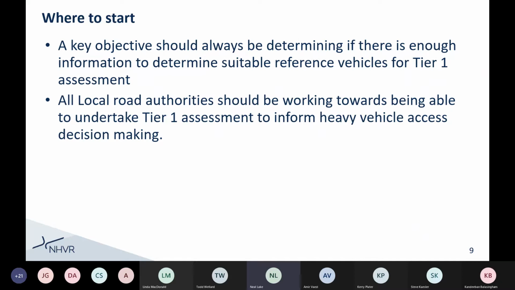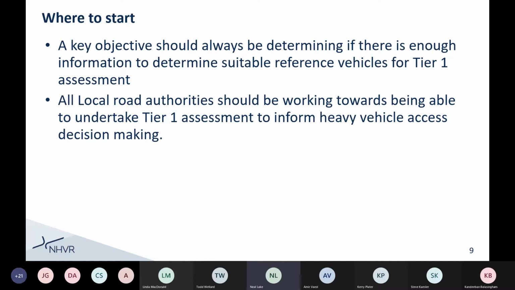This needs to be the fundamental lens that you're always looking at, whether it's information from suppliers or assessments of structures. Is there information that I can use in a Tier 1 assessment? That needs to be our fundamental building block.